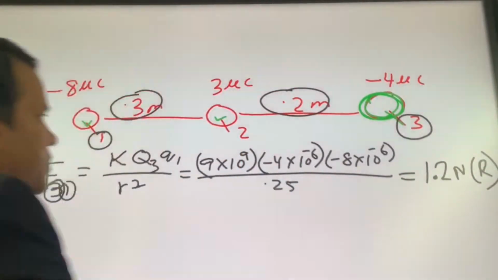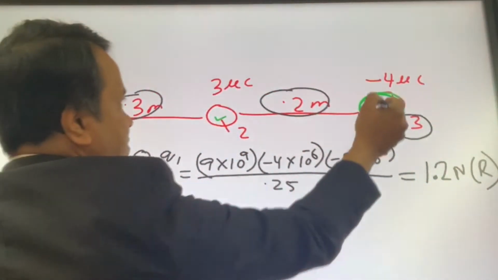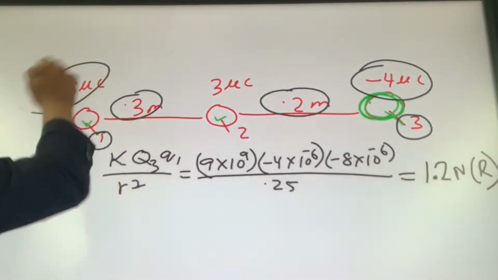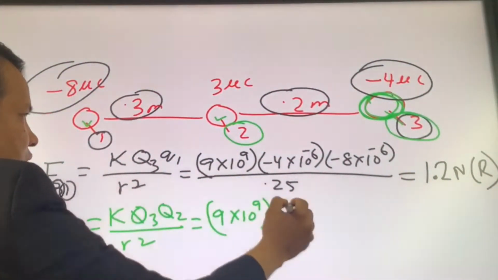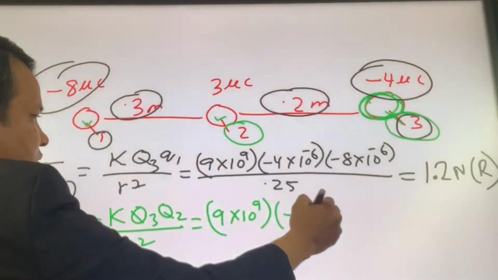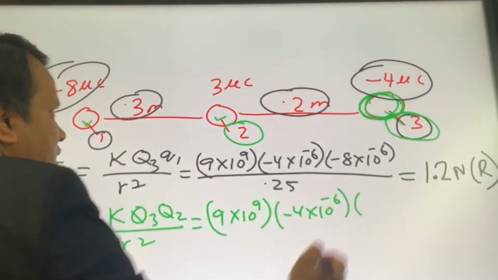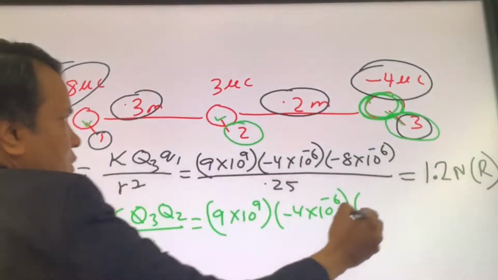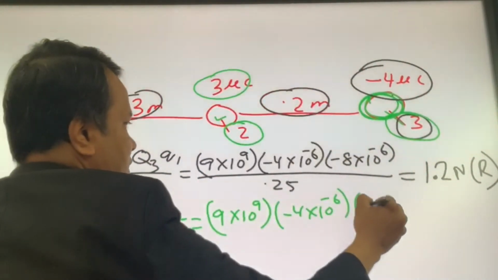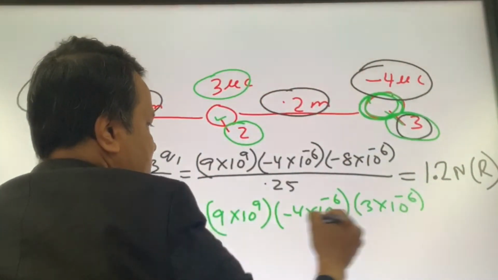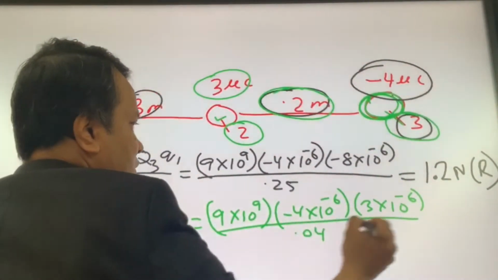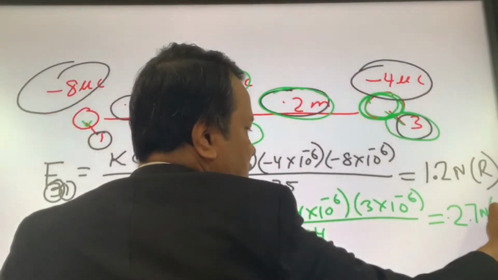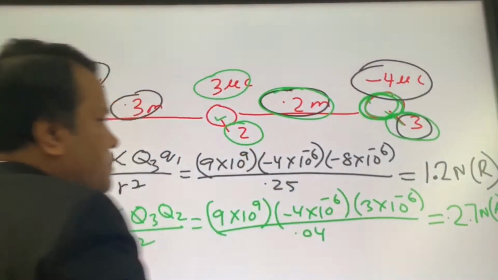repulsive. Why repulsive? Because this is negative and this is negative. They repel each other. So now let's find the force on Q3 due to Q2. Q3 again, 4 times 10 raised to -6. And Q2 this time is positive, 3 times 10 raised to -6. R squared, so 0.2 squared is 0.04. So 2.7 Newton attractive. Why attractive?